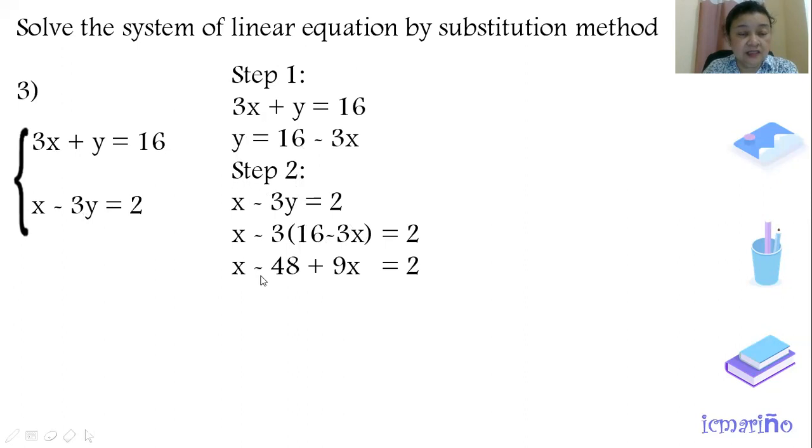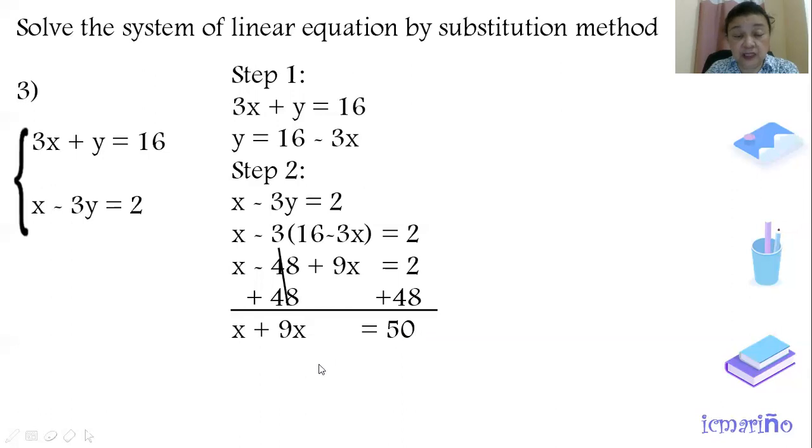Okay, x minus 3 times 16 equals 48, and 3 times 3 is 9. Minus 3 times negative 3, that is positive 9, times x is equal to 2. Okay, so we have to cancel 48, so add 48 to both sides, and that will be equal to x plus 9x equals 50, 10x equals 50, and dividing both sides by 10, x will be equal to 5.